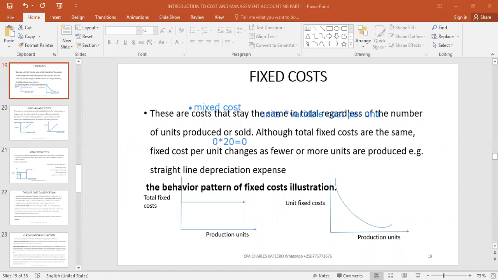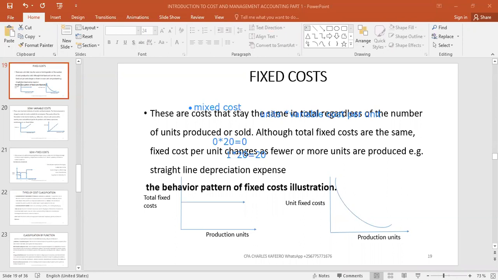When we produce 1 unit, it will be 1 multiplied by the variable cost per unit, which will give us 20 shillings. And this 20 shillings is the value you are seeing here as far as the total variable cost.